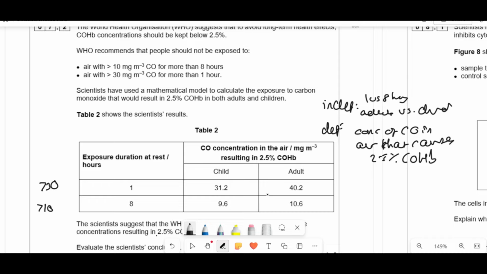But if you look here at the 8 hours, in the kid, it's technically less than 10, but this is greater than 10.6. So why not just put it as like 9 point something, right? So with evaluating questions, you need to talk about positives, negatives, any problems with their method validity.